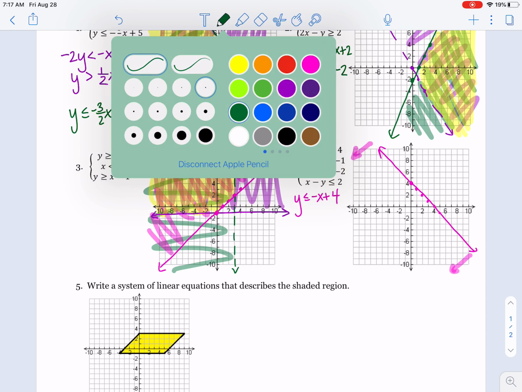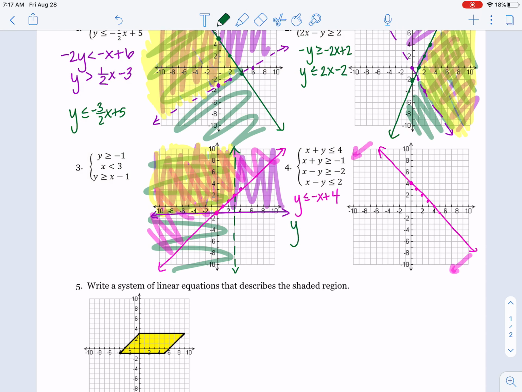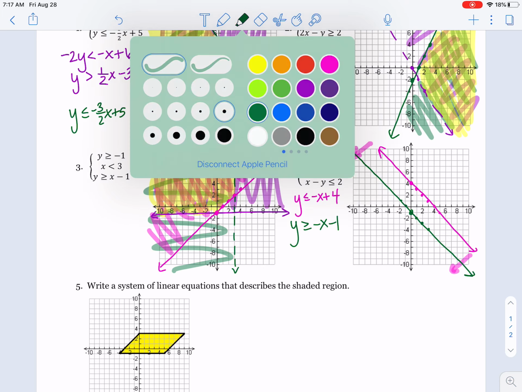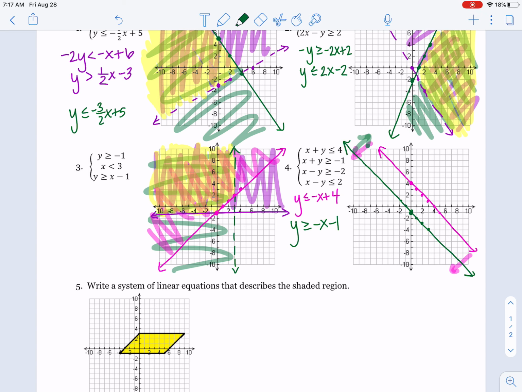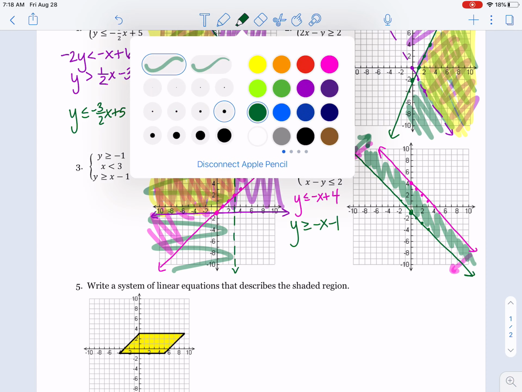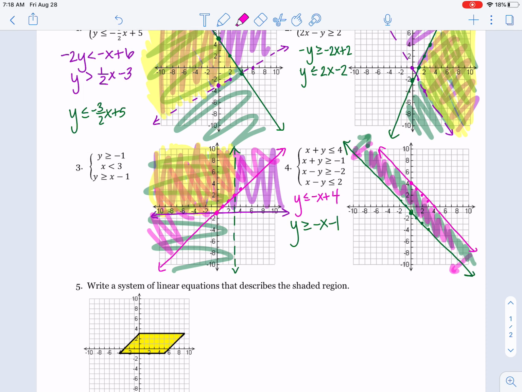Do the same thing with my next inequality. Solving for y. So I have slope of -1. So it's parallel to that pink line. Let's try that again. Actually go through my points. There we go. And I am interested in everything above. So right now, my shaded region is everything between those two.